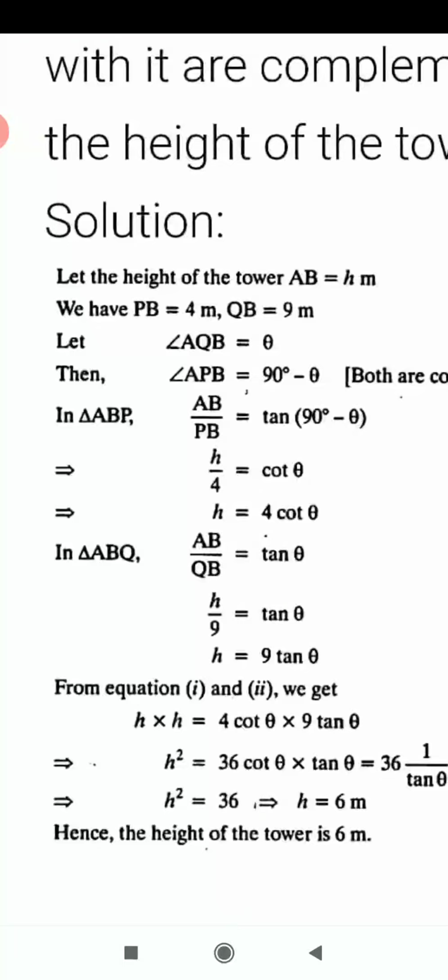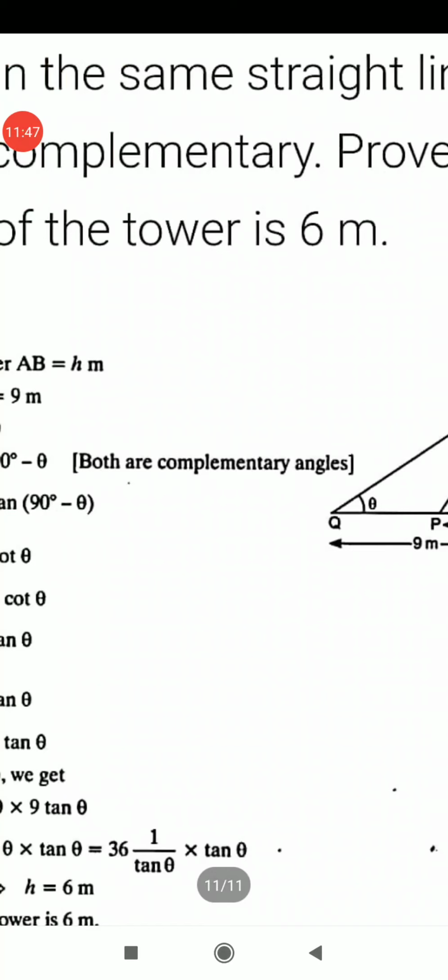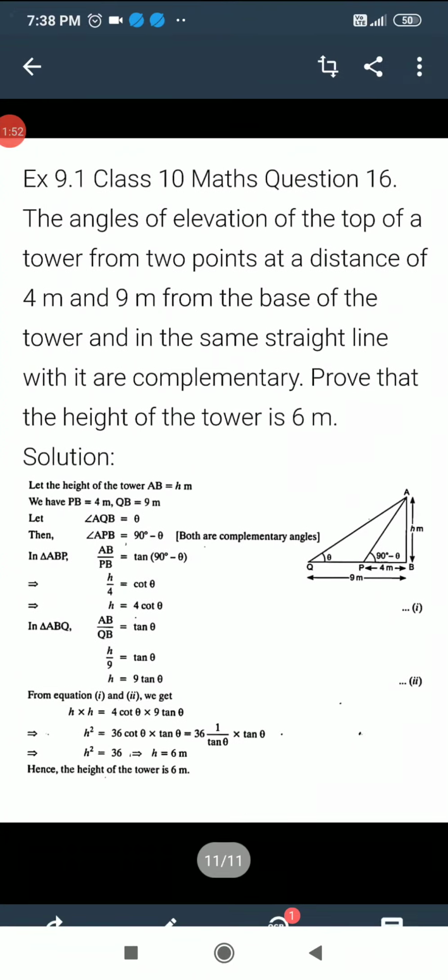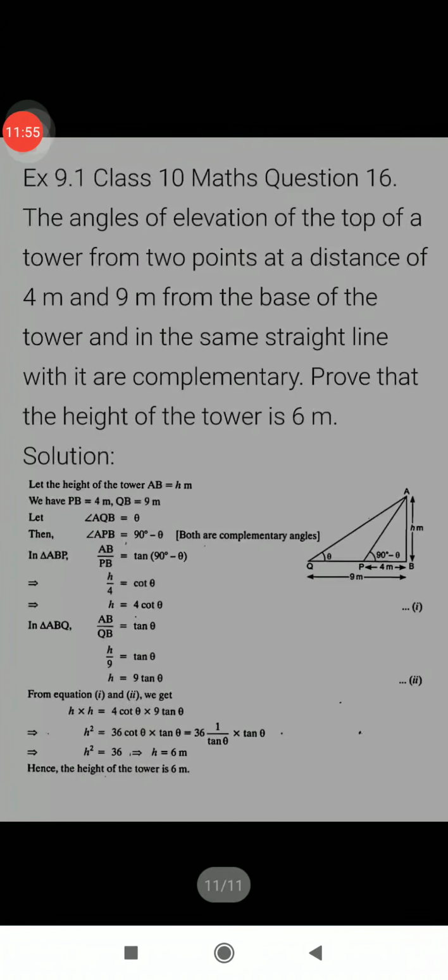This is a very important question, okay student. So go through all these questions and try to solve all of them in the practice copy with calculations.